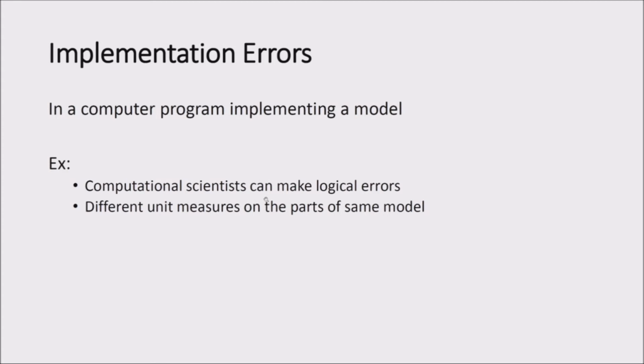And implementation is the computer program implementation of the model. Computational scientists can make logical errors. That's one thing. Also, different unit measures, like centimeters and meters, or suddenly applying pounds in other equation measurements, can also cause a problem. So that is something you have to keep in mind when it comes to actual calculations.